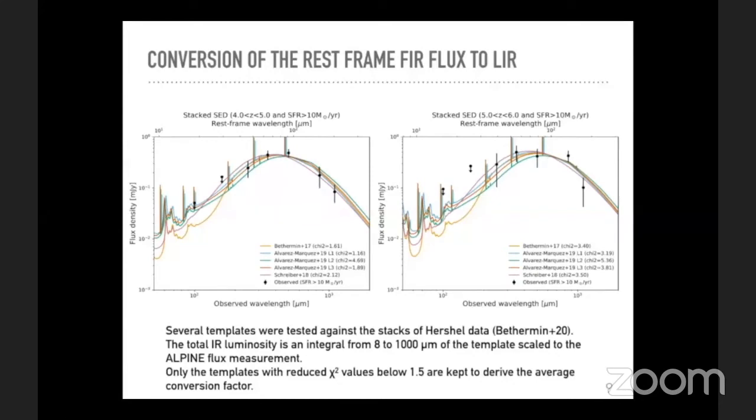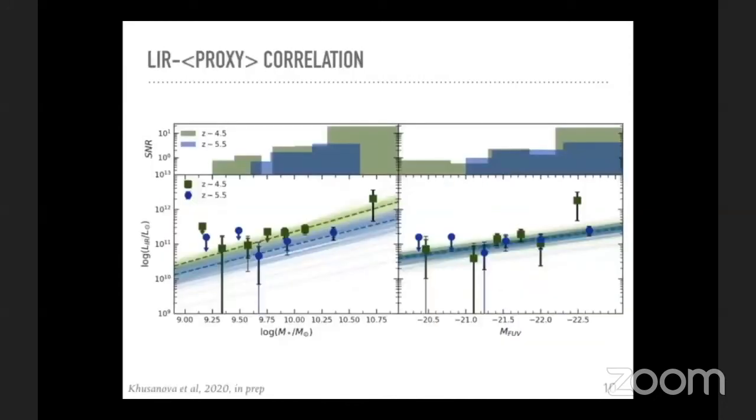And from each template we can calculate the conversion factor from far-infrared flux to infrared luminosity. And then if we have a number of templates, we can derive the average conversion factor and the uncertainty on this conversion factor, which can be also propagated to the uncertainty of the star formation rate density measurements. As you can see, we can observe the correlation between infrared luminosity and stellar masses, as well as between infrared luminosity and FUV magnitudes. And this, of course, can be used to constrain the star formation rate density.